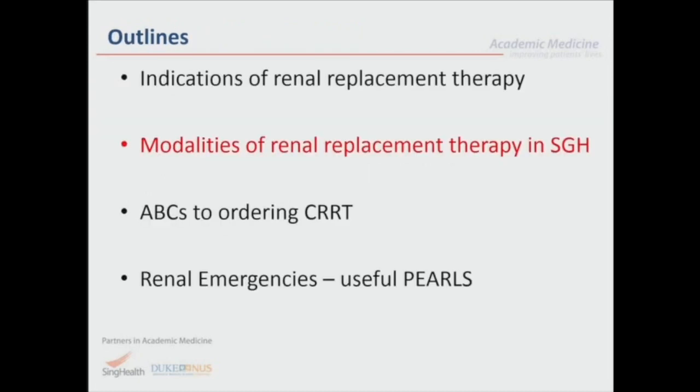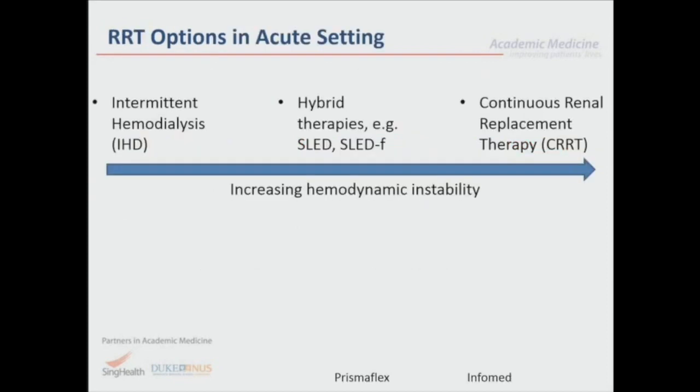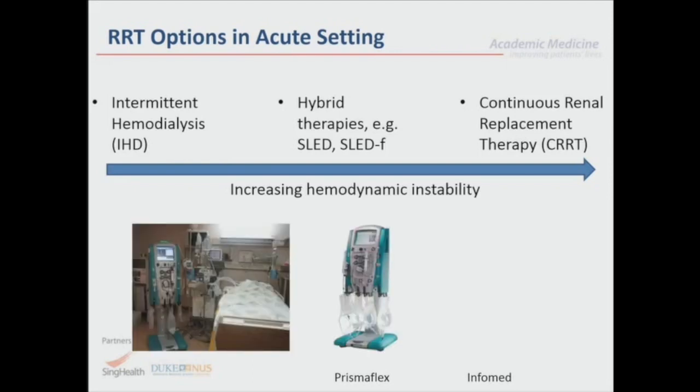I'll briefly talk about the modalities of RRT that's available in SGH. So I'm sure most will be familiar with what we have available in SGH. We have intermittent hemodialysis on one side and CRT on the other side for most ICU patients who are hemodynamically unstable. And in the middle, we have SLED and SLED-F, or what we call hybrid therapies. And on the left, we have the CRT machine, which generally two types we have in SGH, the PrismaFlex and the Infomed.